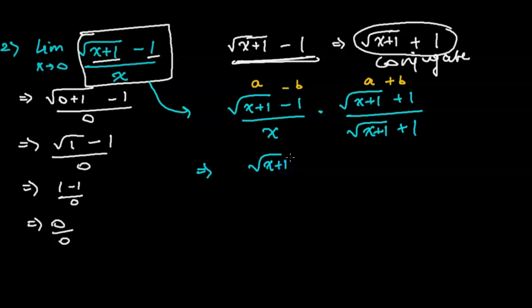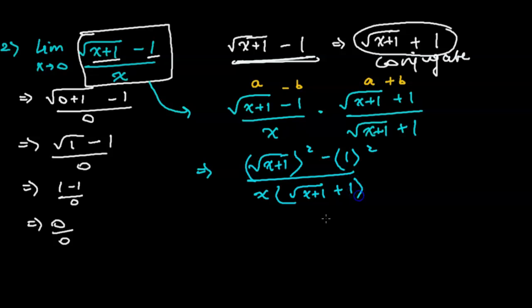That would give us (x plus 1 radical squared minus 1 squared), the whole thing divided by x times square root x plus 1 plus 1. The square and the square root get cancelled out. We are left with x plus 1 minus 1, and on the denominator we would have x times root x plus 1 plus 1. Plus 1 minus 1 cancels out.